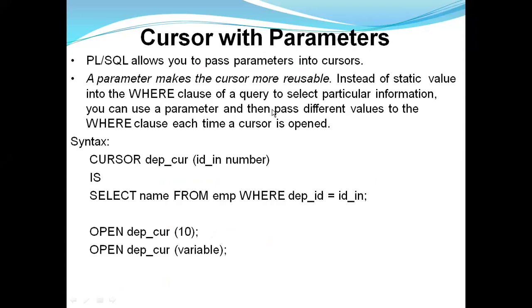Now, cursor with parameter. What do you mean by the cursor with parameter? Cursor with parameter and cursor are actually the same. The only difference is you can use a parameter to access the value at runtime. Now, you have seen that the entire query has been written in the declaration part, and we cannot return to the declaration part again. So for that purpose, we declare a cursor with a particular parameter.